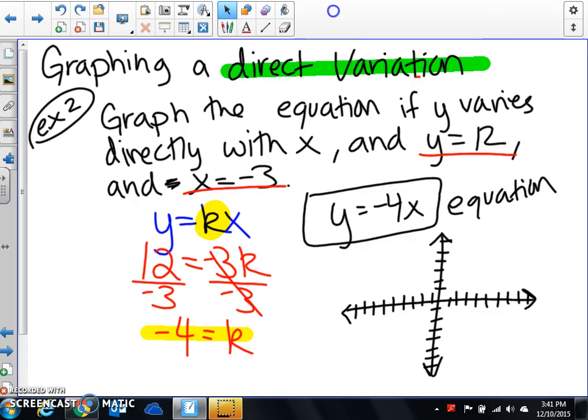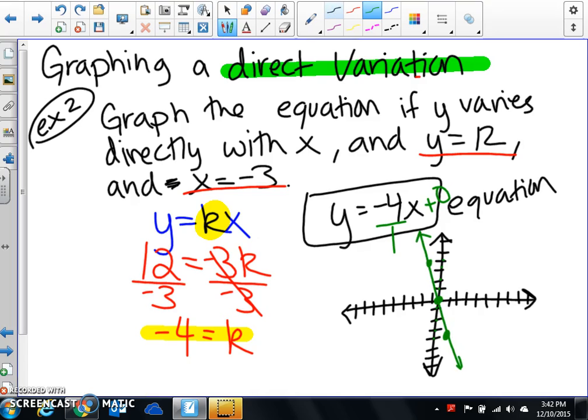Remember, the first point that you should think of for a direct variation is the origin. So you should put your origin there. Remember, you could always say plus 0, y equals mx plus b. So this is -4 over 1. I drop 4, right 1. Up 4, left 1. Connect your dots. Okay?